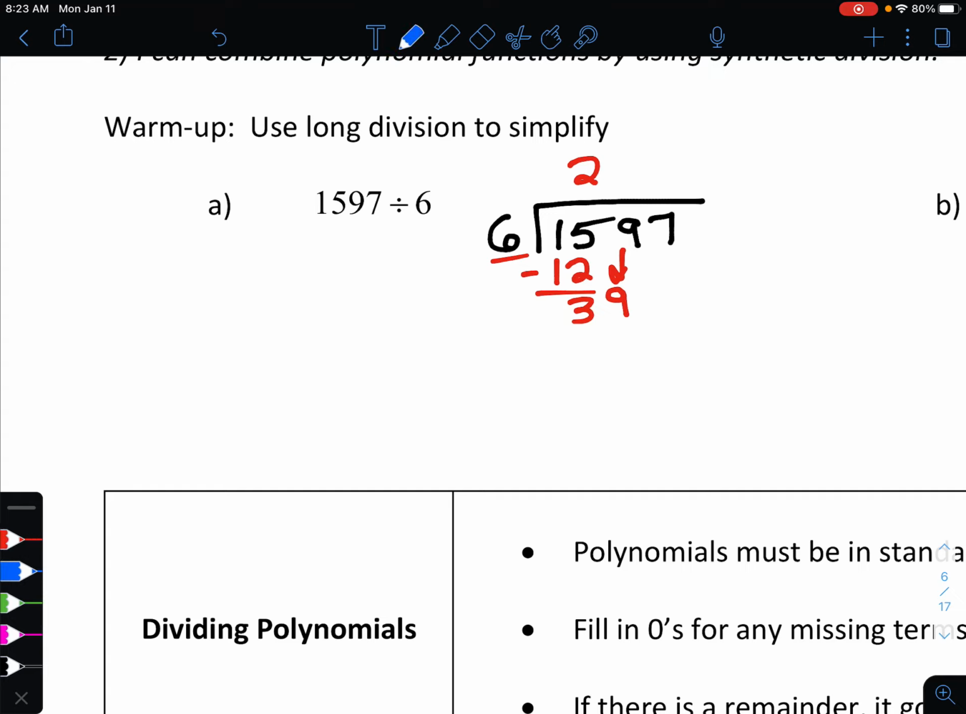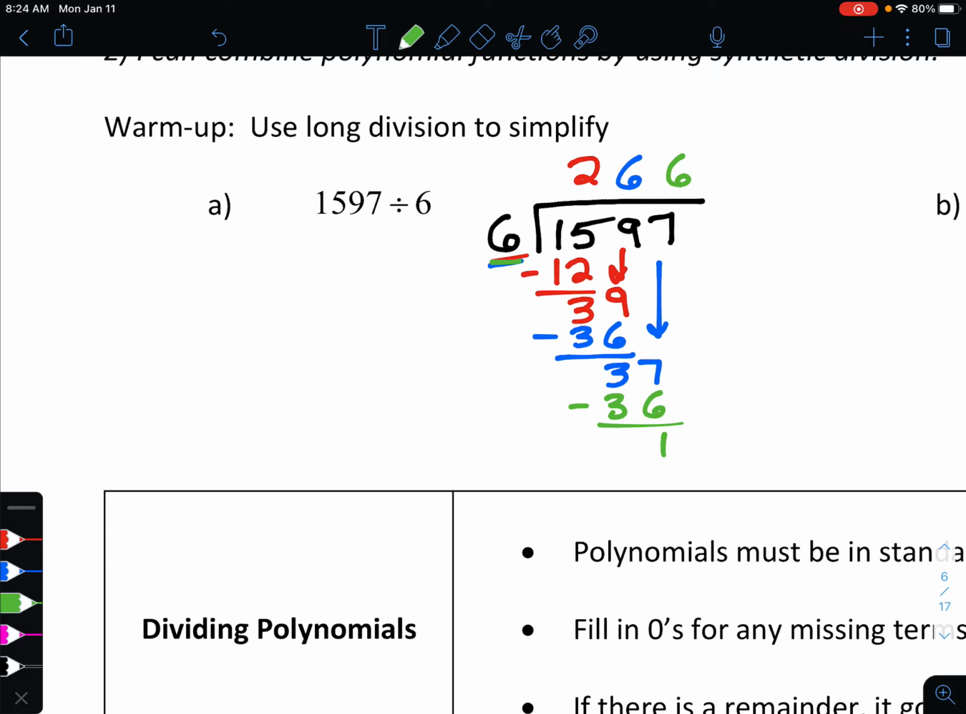We're going to look for what number can I multiply 6 by to get as close to 39 as possible, and that's the number 6. And when you multiply 6 by 6, you get 36, so we are subtracting 36, and 39 minus 36 is 3. And then we repeat the process, so bring down your 7. And once again, we look for what number can I multiply 6 by to get as close to 37 as possible. That number, once again, is a 6. 6 multiplied by 6 is 36. We subtract to get a 1.